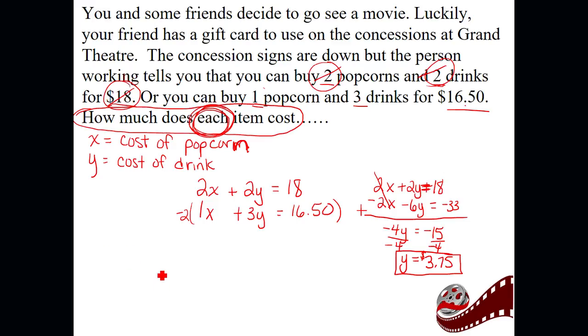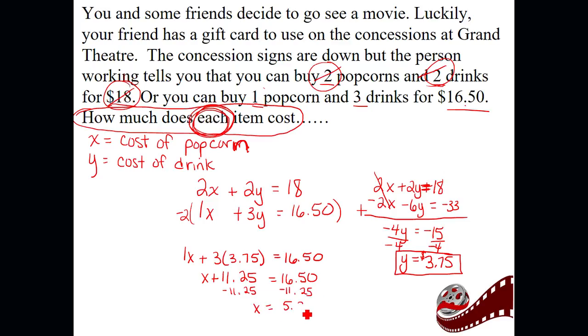Now how can I go in and get the cost of the popcorn? Well, let's go back and plug it into one of these, like maybe the second one. The second one right here says 1x plus 3 times the y, which was 3.75, equals 16.50. So 3 times 3.75, guys, is 11.25. So we'd have 1x plus 11.25 equals 16.50. We'll take 16.50 and subtract the 11.25 from it to get the x alone. And we get x to be 5.25.